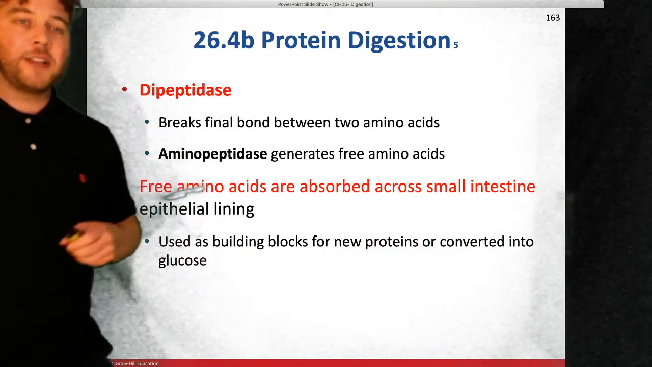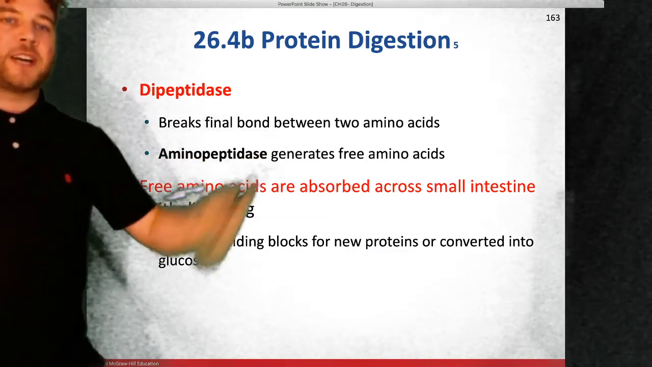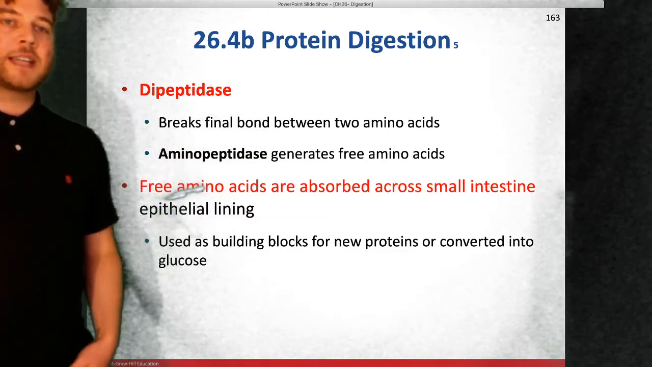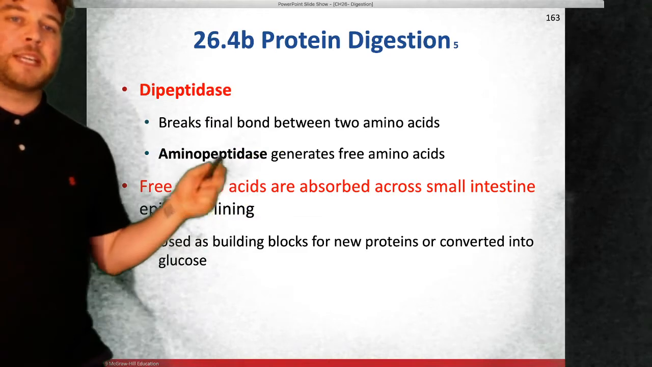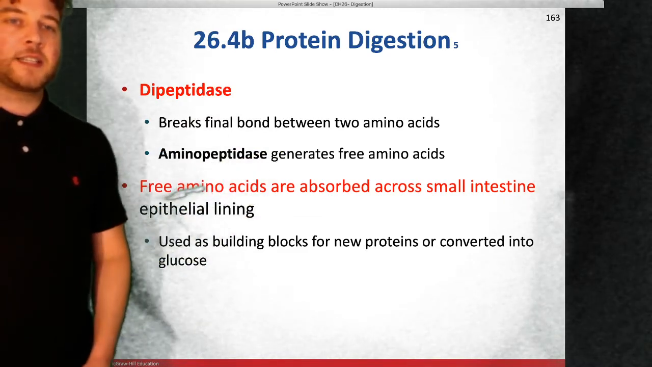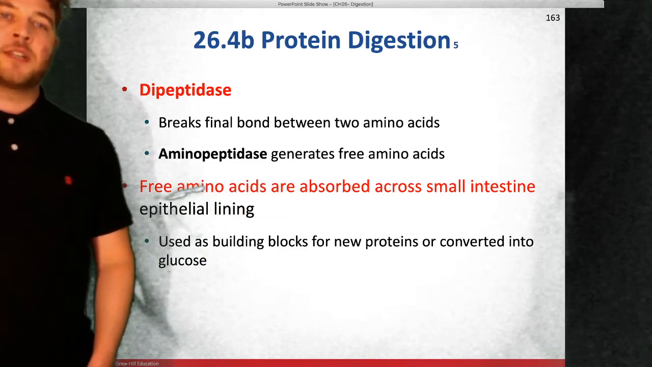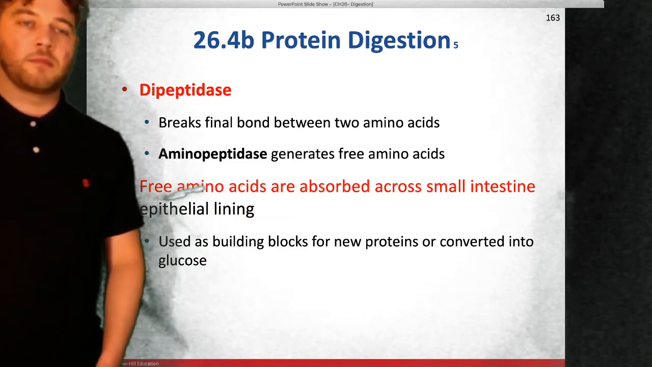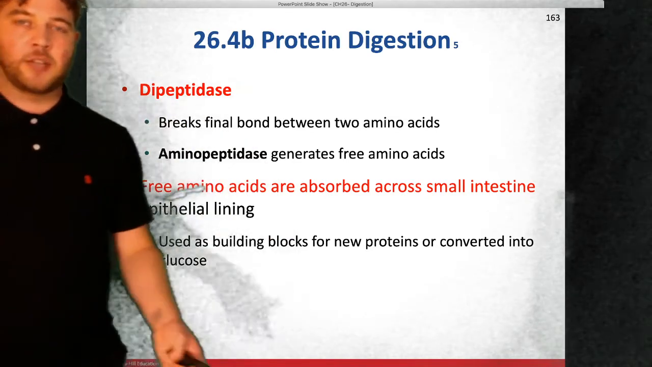Your dipeptidase, y'all thought we were done. Your dipeptidase breaks the final bond between those two amino acids, and aminopeptidase generates free amino acids. Those can be absorbed across the small intestine, used as building blocks for new proteins, or converted into glucose. You can pretty much convert anything into glucose. Our body can do that.